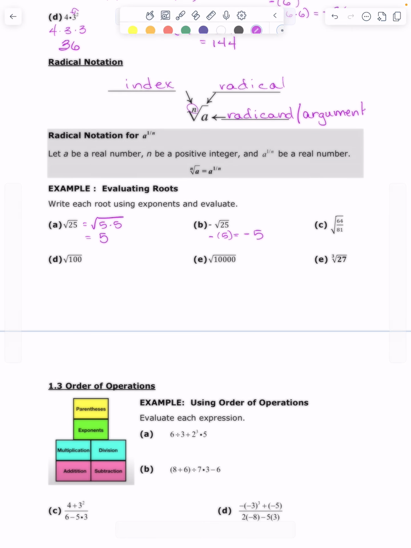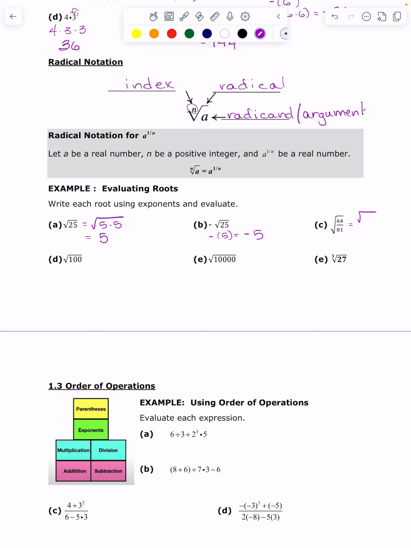With fractions, we can split that into parts. Square root of 64 over square root of 81. Sometimes that helps. Square root of 64 is 8. Square root of 81 is 9. That means 8/9 times 8/9 would give us 64 over 81.